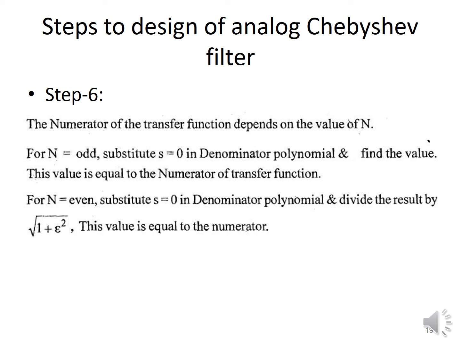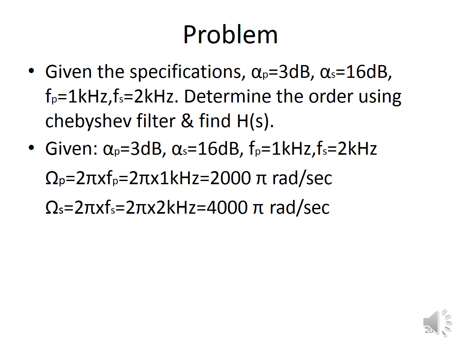First, if n is odd, we substitute s equal to 0 in the denominator polynomial and the value is equal to the numerator. If n is even, substitute s equal to 0 in the denominator polynomial and divide the result by root of 1 plus epsilon square, and substitute the value as the numerator.